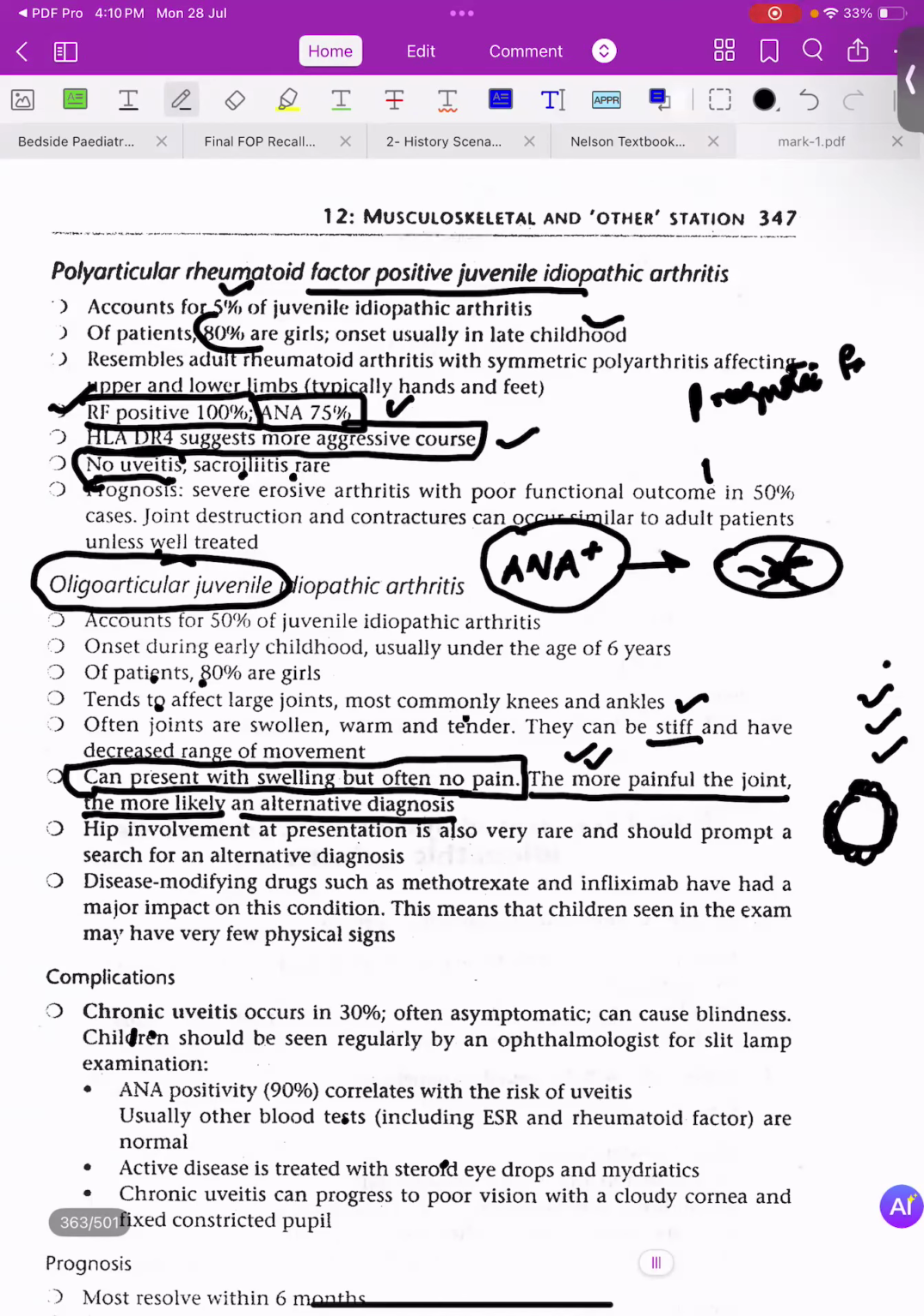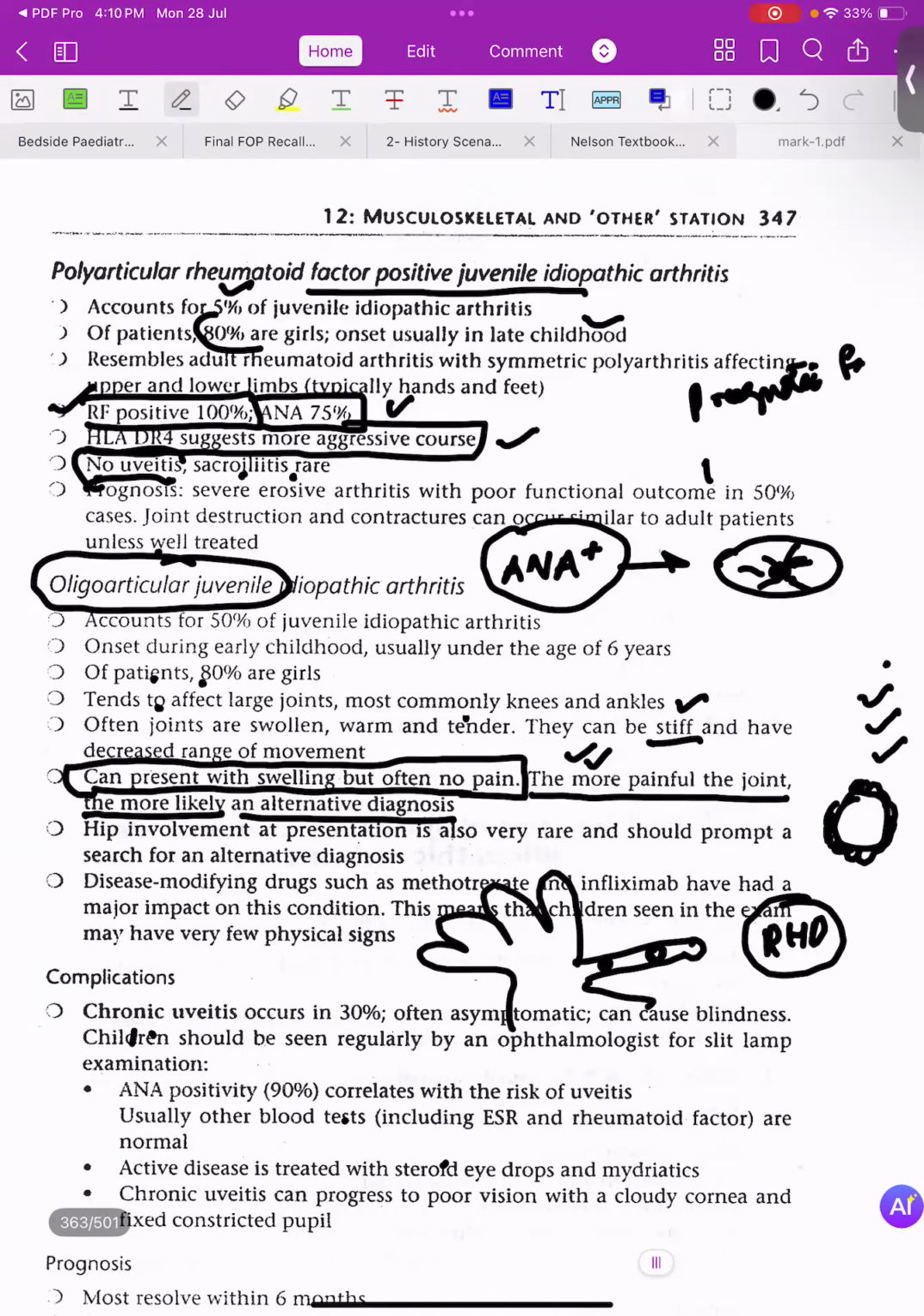Please remember, when the small joints of the fingers or hands are involved, it can never happen in rheumatic heart disease. This is a very important point. Large joint involvement is a case of JIA.